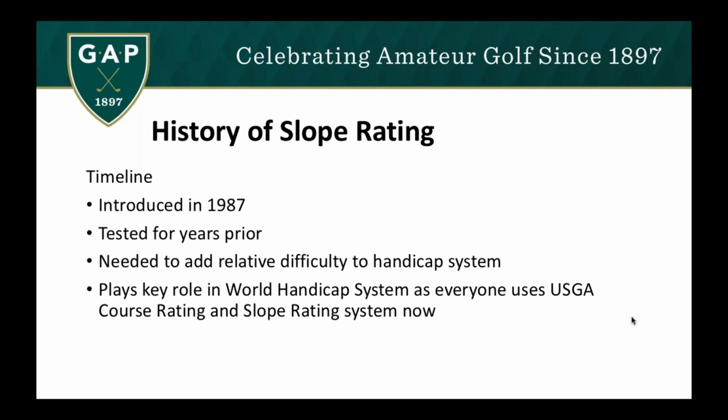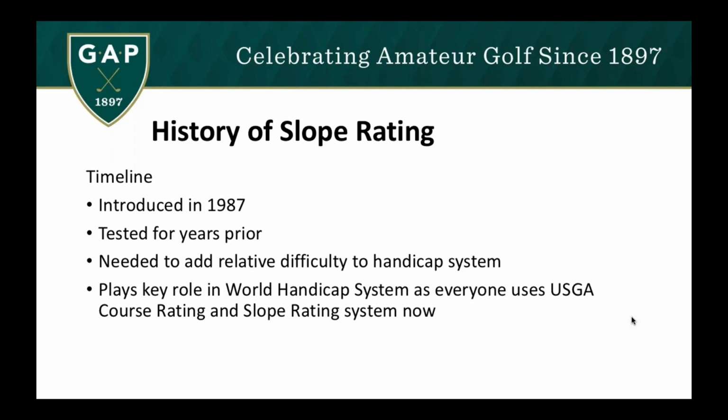Yeah, so that 1987 is where all associations in the U.S. were required to use slope, but it was actually, like it says, tested for years prior. It was used as early as the late 70s in a few states as just a testing platform. I think 82, 83 is when a couple of states adopted it fully within their state only. So it was something that was built over time. It wasn't all done in 1987. But as it says in the third bullet, the relative difficulty was the key factor here.